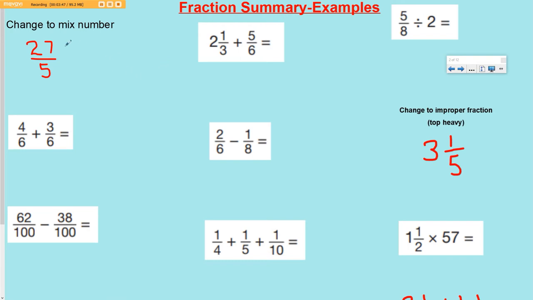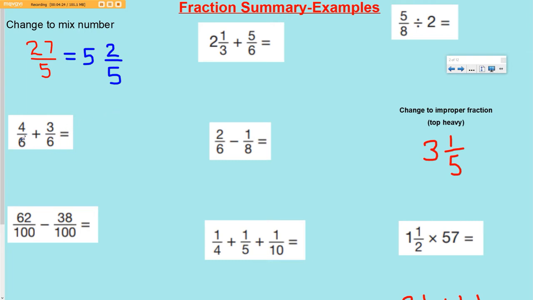So we're going to change this to a mixed number. We'll do 5 into 27, because this is what we call a top-heavy improper fraction. The 5 into 27 goes 5 times, using the 5 times table. Because 5 times 5 is 25, the remainder goes to the top, and the denominator goes back to the bottom. And that's how we change to a mixed number.